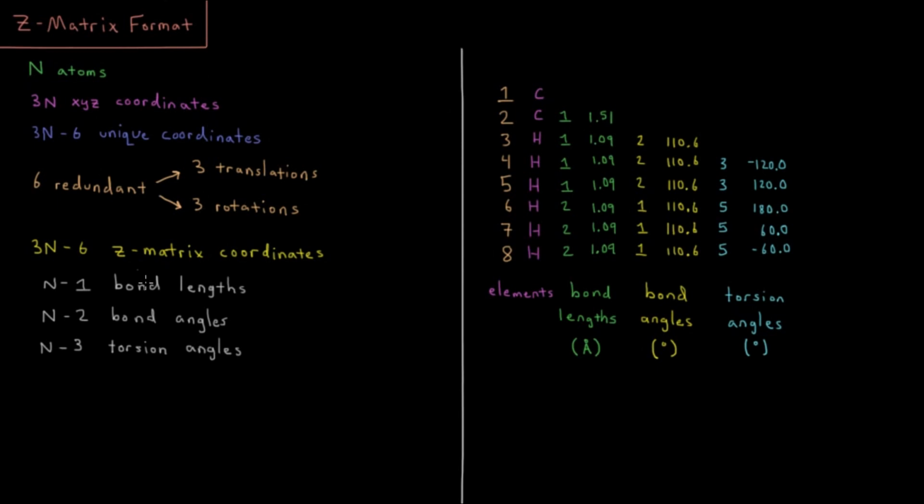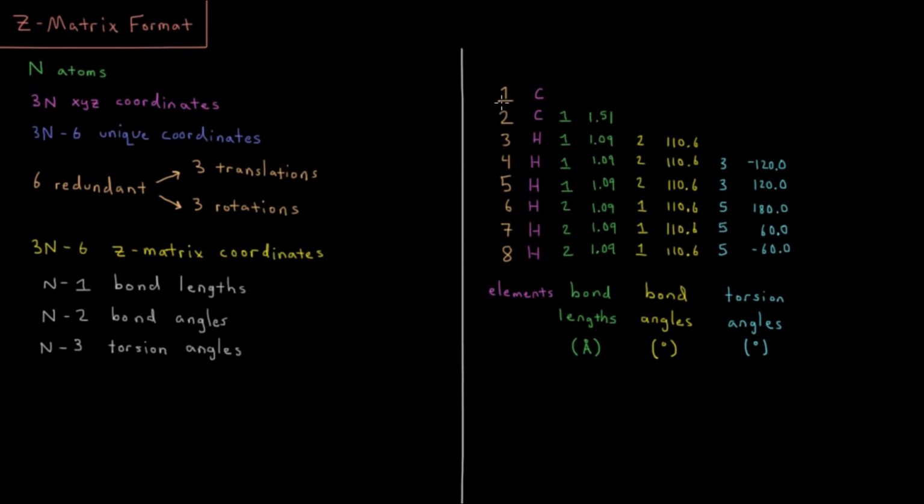Another alternative type of representation for molecular coordinates is what's called a Z-matrix. In a Z-matrix, you do have 3n minus 6 coordinates, so all of your coordinates are going to be unique. What you have in a Z-matrix is n minus 1 bond lengths, if you have n atoms, n minus 2 bond angles, and n minus 3 torsion angles, as we've been discussing for the past few videos what those quantities are.